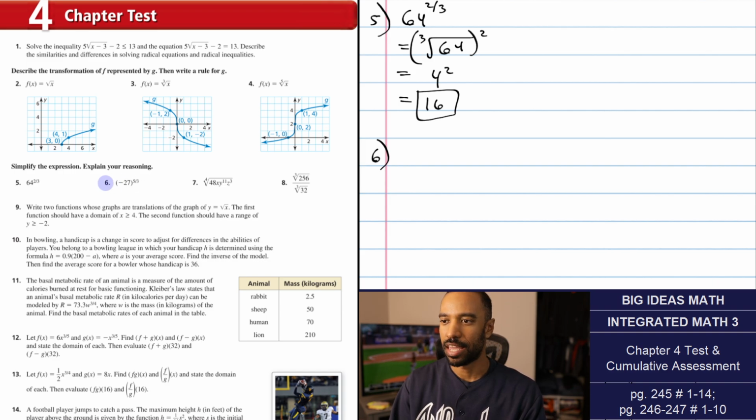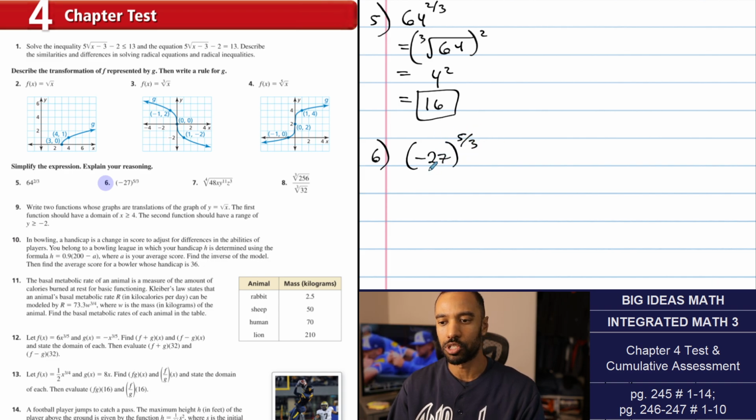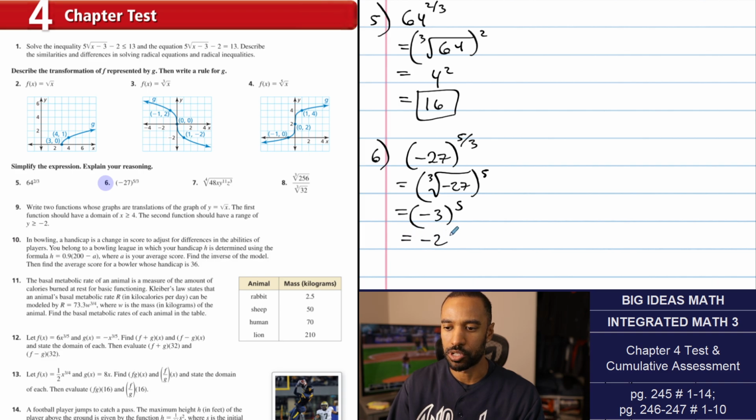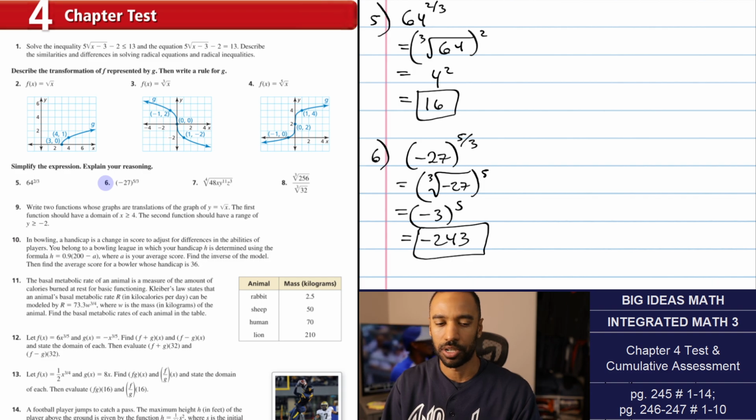Number 6, we have negative 27 to the 5/3 power. Given that both the 5 and the 3 are odd numbers, not only is this allowed to be applied, but our final answer should also be negative. So this is the same as the cube root of negative 27 to the 5th power. Cube root of negative 27 is negative 3, and negative 3 to the 5th power is negative 243. All totally valid, and the only answer that gets applied there.